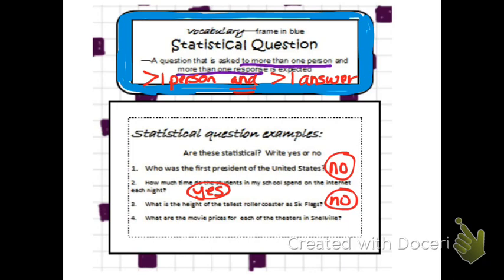The last one says, what are the movie prices for each of the theaters in Snellville? So are we asking more than one person, or in this case, more than one theater? Yes, because it says each of the theaters, right? Do we expect more than one answer? Yes, they probably have slightly different prices. So yes, it is statistical.